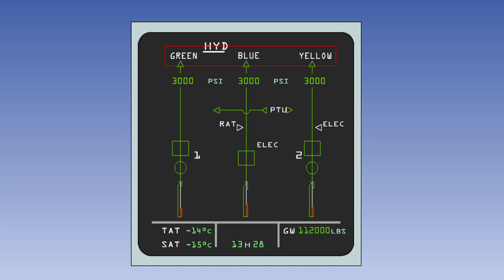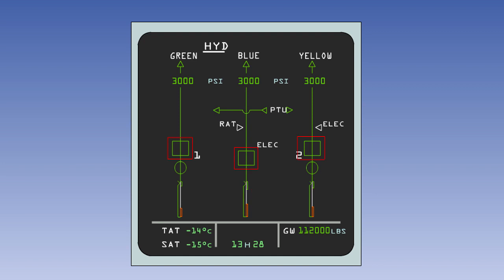There are three independent systems. They are identified as the green, blue, and yellow systems. Reservoir quantities are graphically displayed here. The indication is green unless the reservoir level is low, when it changes to amber.